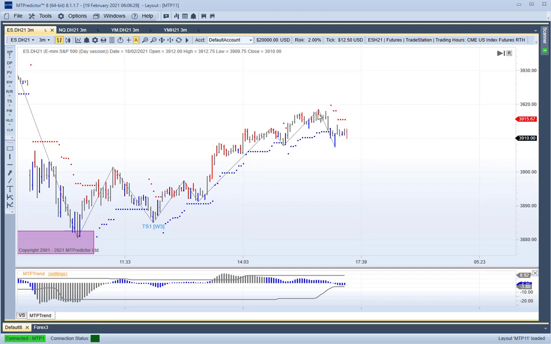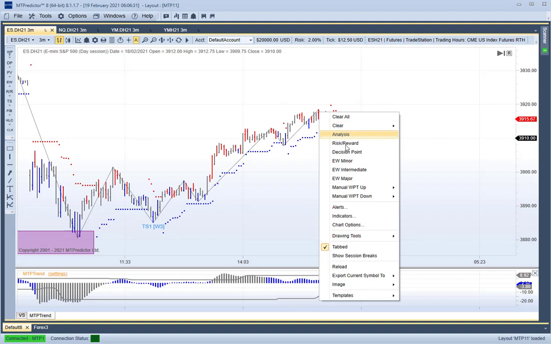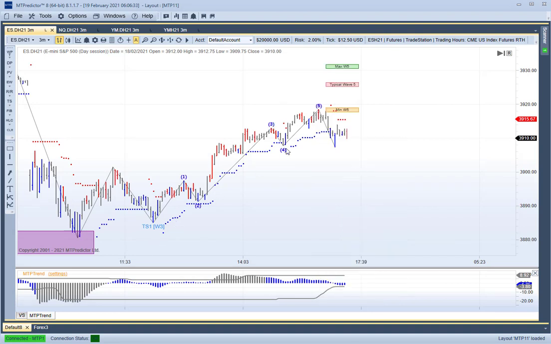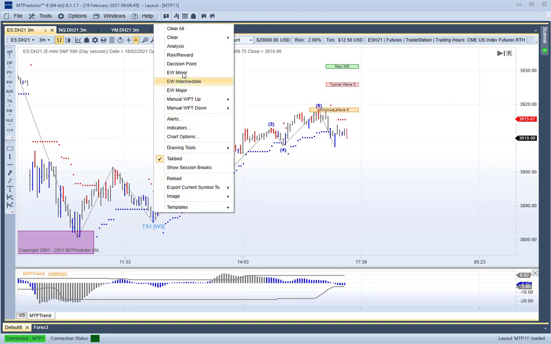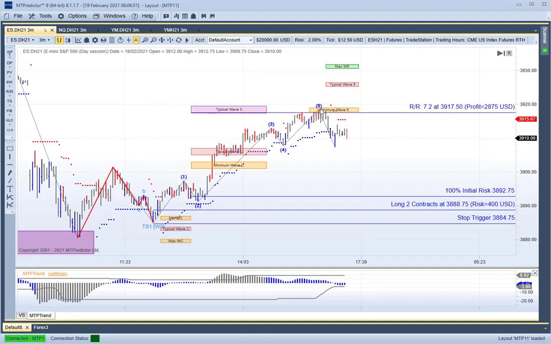if I right mouse click at this bar, I do edit wave intermediate, can you see how it's subdivided into a 5-wave sequence as well? 1, 2, 3, 4, 5, with the high here right at the minimum wave 5 WPT. So this gave you extra confidence to look to come out at that particular level. So I'll just place the analysis back on again. And as you can see, the two coincided beautifully at that level there. So that would be a good point to come out.